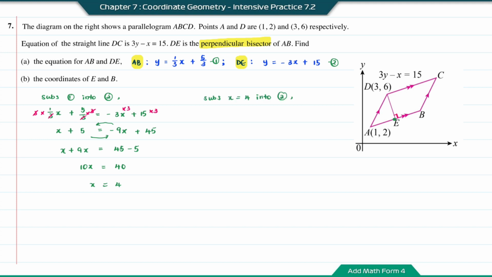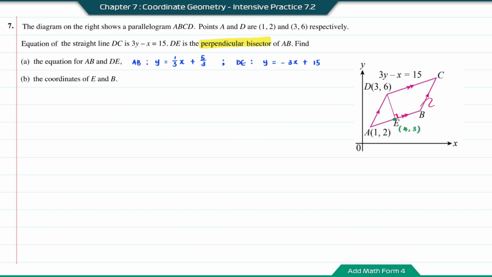Next, to find the y, I'm going to substitute x equals 4 into equation number 2. So y equals negative 3 times 4 plus 15. So negative 12 plus 15. So y is equal to positive 3. Therefore, the coordinates of E will be (4, 3).